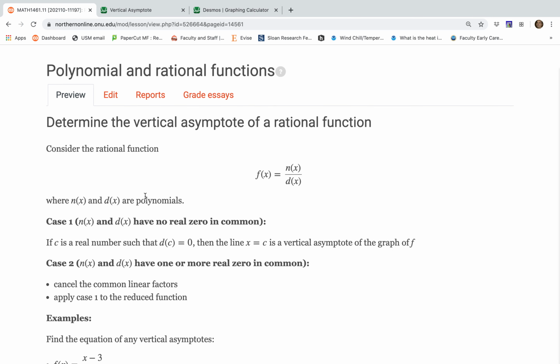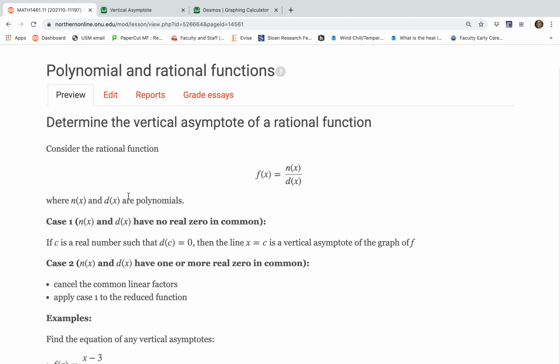In this particular page, we'll learn how to determine the vertical asymptote of a rational function. We have already seen in the graph how to do that, right? But let's discuss how to do it algebraically. Let's consider a rational function. Whenever we have a rational function, that means we have a polynomial in the numerator and a polynomial in the denominator. Let us assume the polynomial in the numerator is n and the polynomial in the denominator is d.